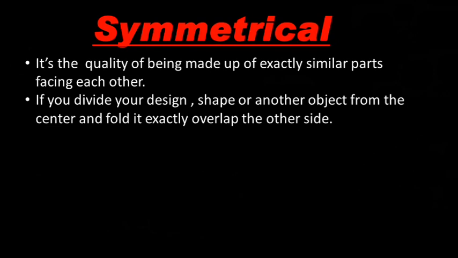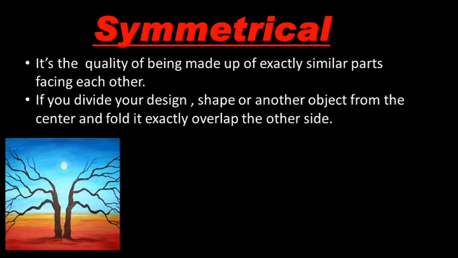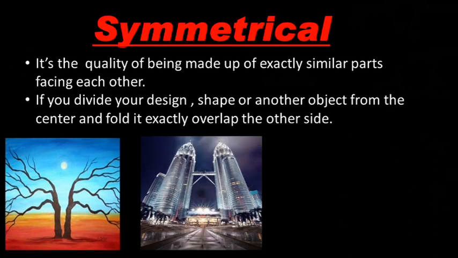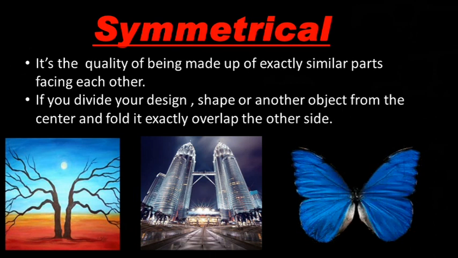You can see from these pictures also, the tree is cut down into halves in the middle and both sides are very equal, right? You can see from this building also the 2 sides are equal. So it shows symmetrical balance. In symmetrical balance, if you divide your design, shape or another object from the center, and fold it exactly, it will overlap the other side. In the butterfly also, if you fold it into half, it will show symmetrical balance.